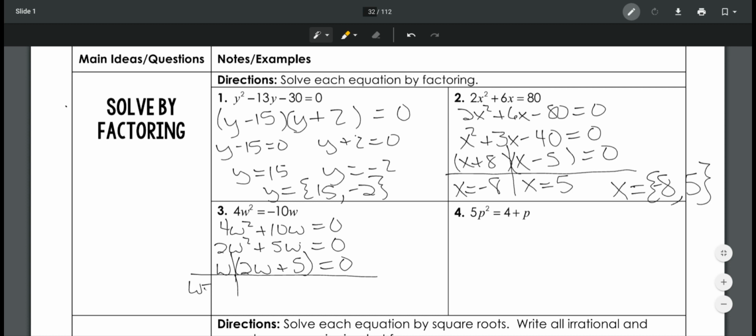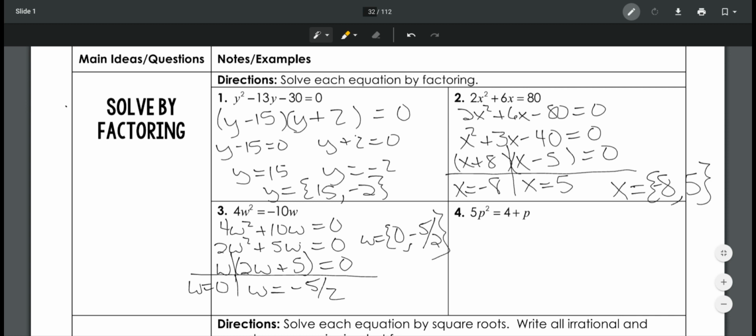I end up with w equals 0 for my greatest common factor, and then I get w equals negative 5 over 2 when I solve 2w plus 5 equals 0. Those are my two answers for w. When I plug them back in, they will make the left and the right sides balance.